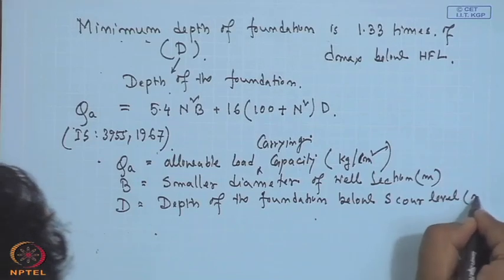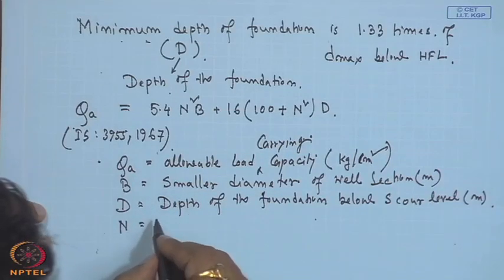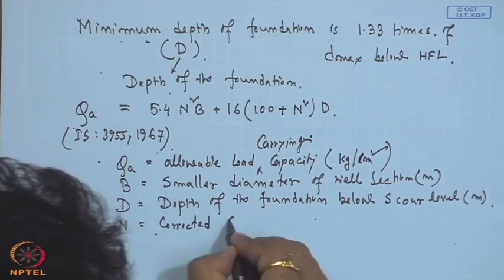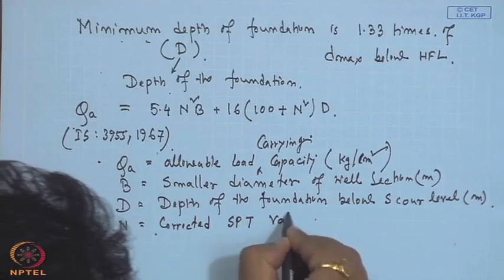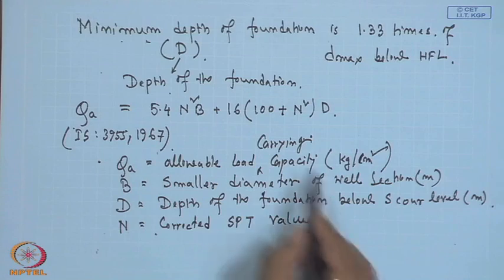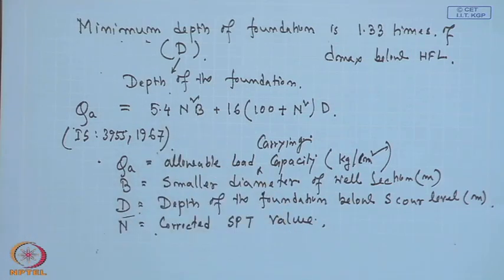So, that is in meter, and here n is the corrected SPT value. So, if I know this B section and this n, the corrected SPT value, then we can determine what would be the allowable load carrying capacity of the soil at the depth d below the scour level.